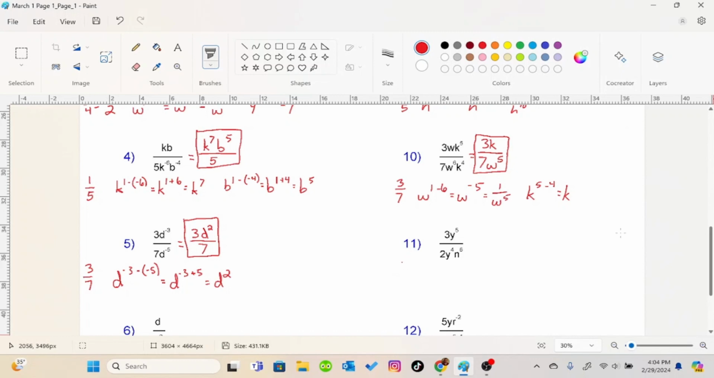Number 11. For the number portion, we have 3 over 2. For y, we have 5 on the top minus 4 on the bottom. 5 minus 4 is 1, so this just becomes y. And for n, we have 1 over n to the 6th. So we're just going to keep that. Now we can combine everything. On the top, we have 3y, and on the bottom, we have 2n to the 6th. And that is our final answer.